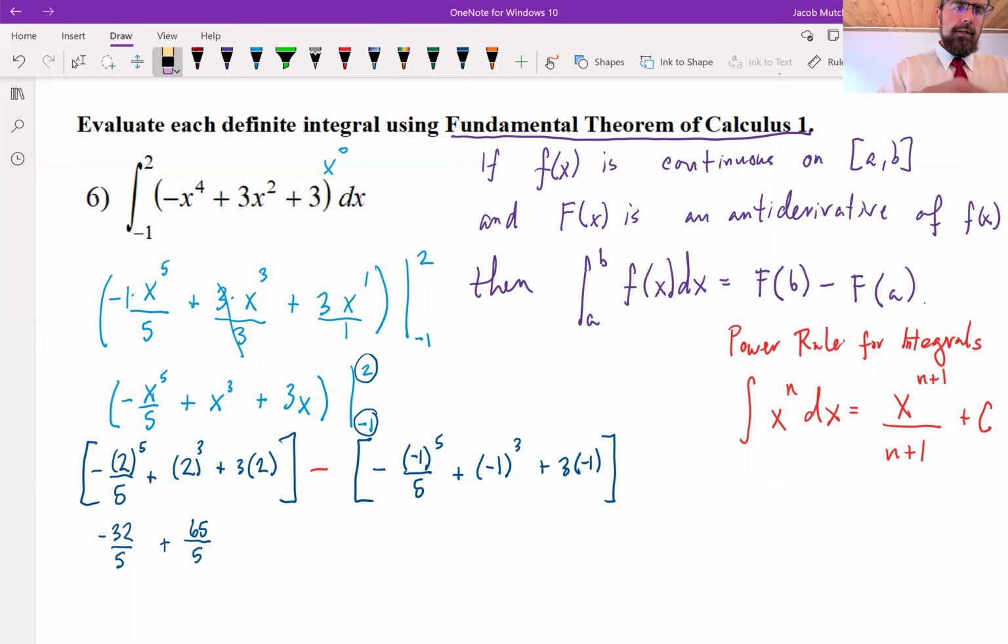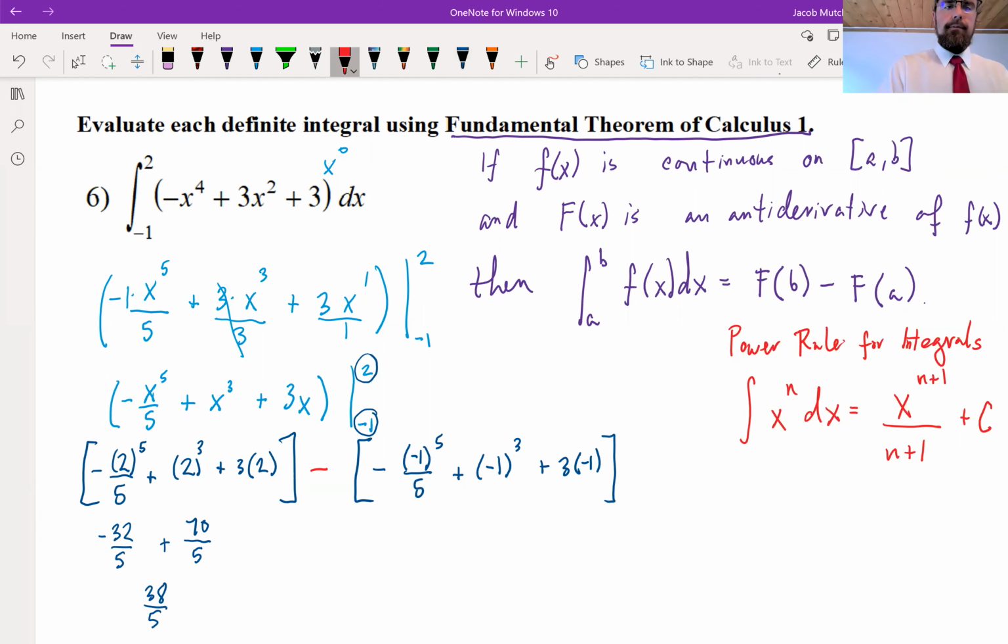I see I made an error here in the 65. 2 cubed is 8, but 3 times 2 is going to be 6. 8 plus 6 is 14. So I should change that numerator. 14 times 5 is going to be 70. So got to watch the arithmetic with this because it does involve a lot of calculations. That's going to combine as 38 over 5.